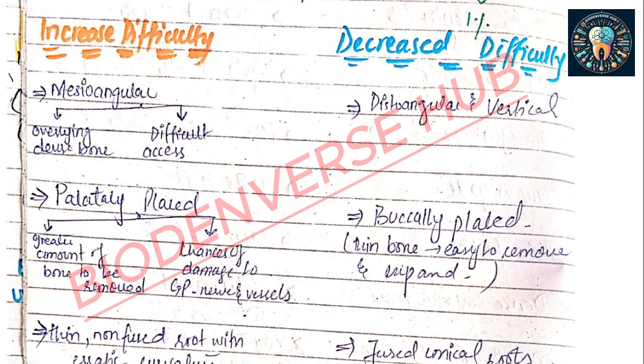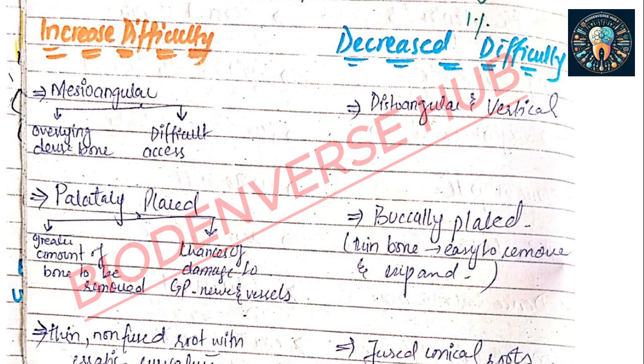Decreased difficulty level associated with the removal of the maxillary third molar: if the third molar is distoangular or vertical in angulation, it is relatively easier to remove. That is totally the reverse of that in the mandible.